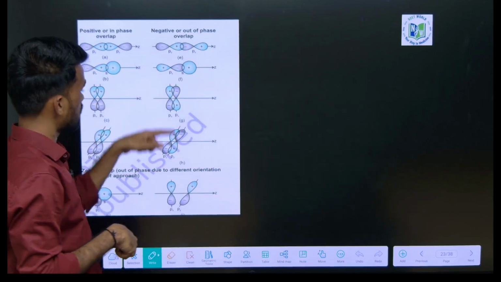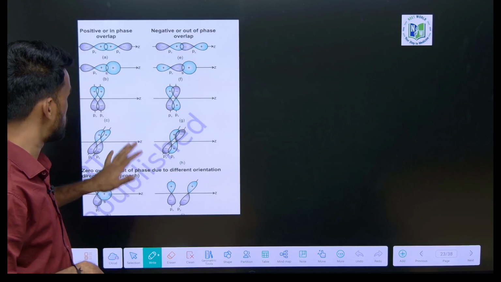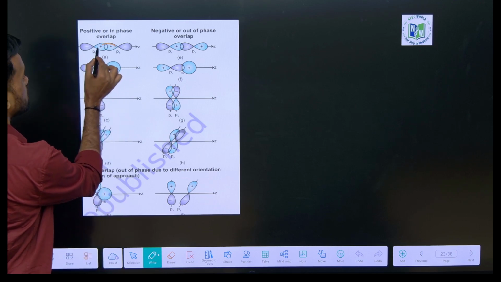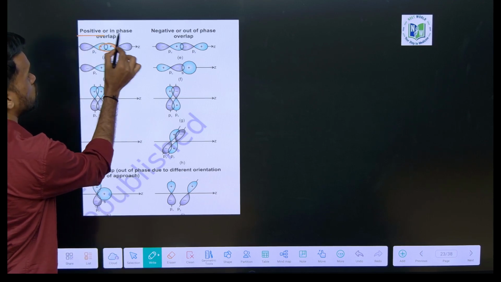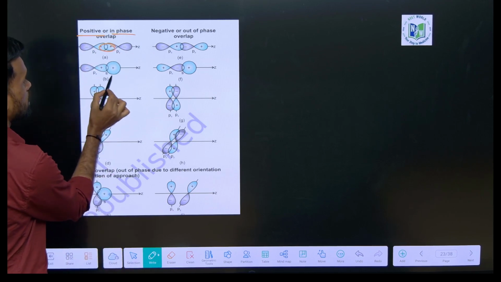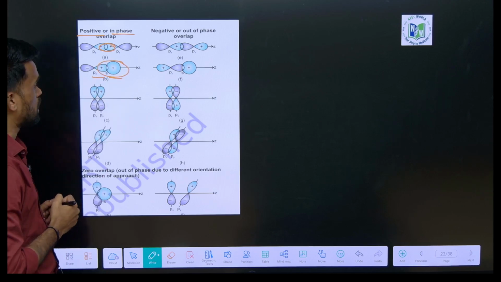Okay, so these are the pictorial representations from the NCERT book. You can refer to the same thing that I have discussed. See, positive signs are there. This results in positive overlapping, which we can also call in-phase overlap. See, one s and one pz orbital also have positive overlapping.